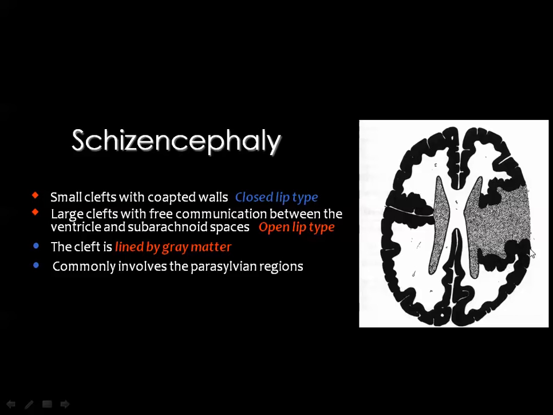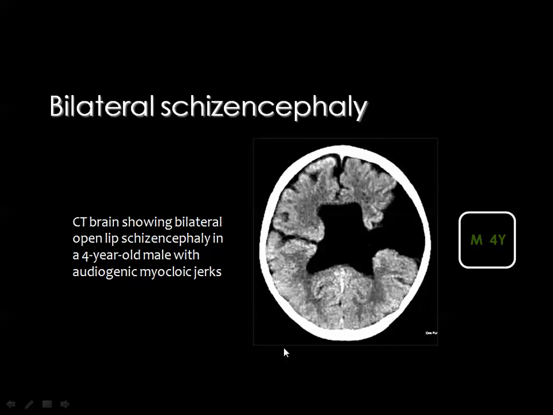If the defect is communicating with the ventricle, this is known as open lip type. If the defect is not communicating with the ventricle, this is known as the closed lip type. In order to diagnose schizencephaly, the defect should be lined by cortex. And you see here a CSF filled defect, which is lined by cortex and is communicating with the ventricle. This is open lip schizencephaly.